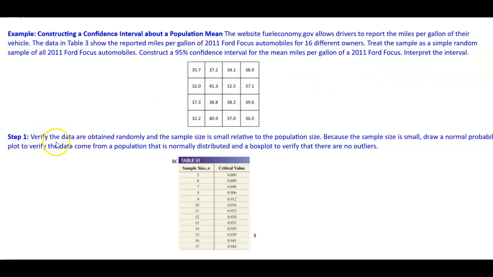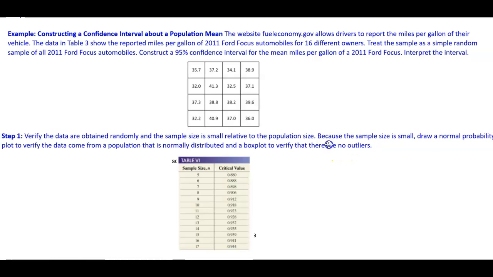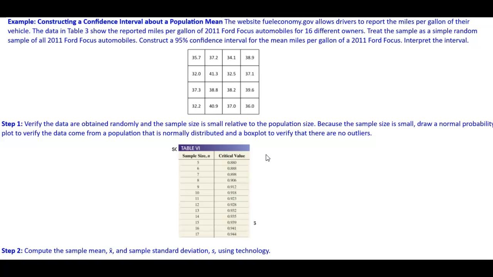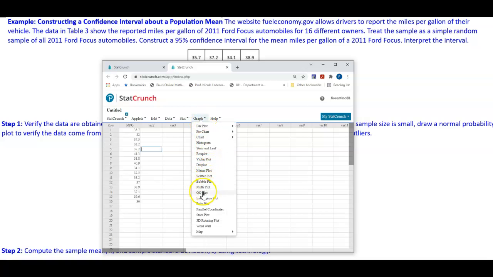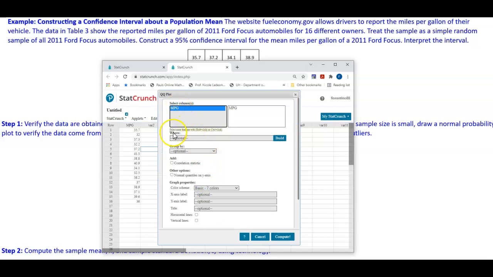Step 1, we need to verify that the data are obtained randomly and the sample size is small relative to the population size. Because the sample size is small, we need to draw a normal probability plot to verify the data come from a population that is normally distributed, and a box plot to verify that there are no outliers. So let's go ahead and do that. In StatCrunch we have our miles per gallon. We're going to graph, QQ plot, miles per gallon, select correlation statistic.